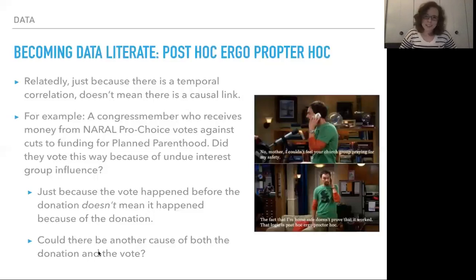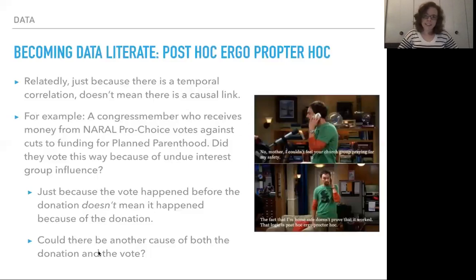So this relates to our correlation and causation, because just because there's a temporal correlation, A happens before B, does not mean that B happened because of A, right? And a good way of thinking about this is by looking at Congress. Let's say a Congress member gets money from the NRA and wins an open seat election, and now he's in Congress, or she is in Congress, and votes against an assault weapons ban.